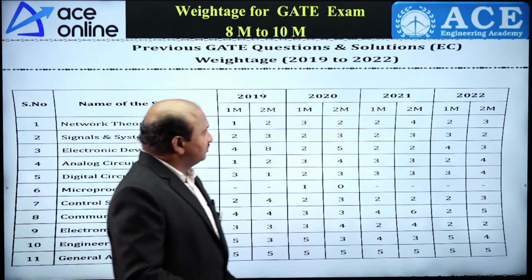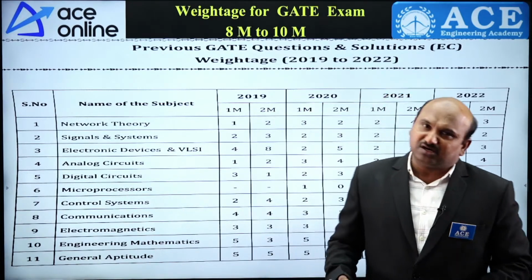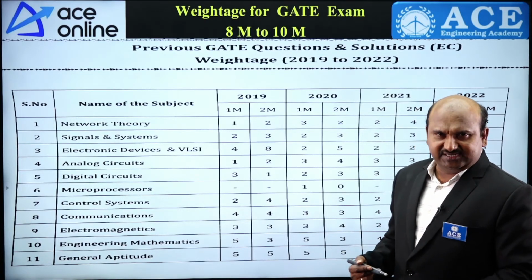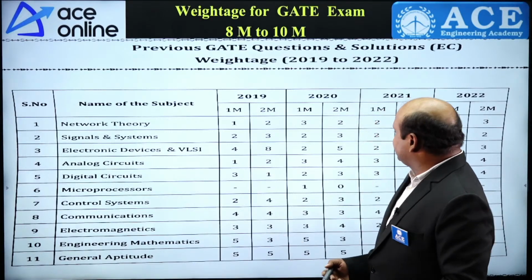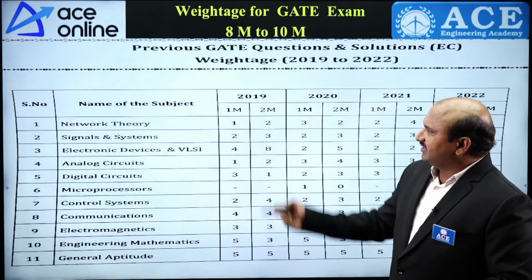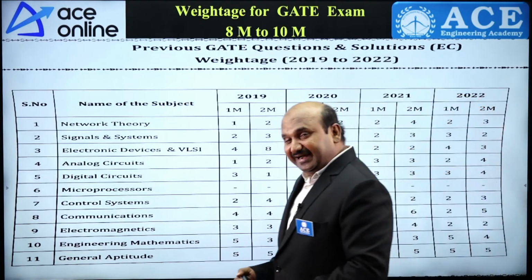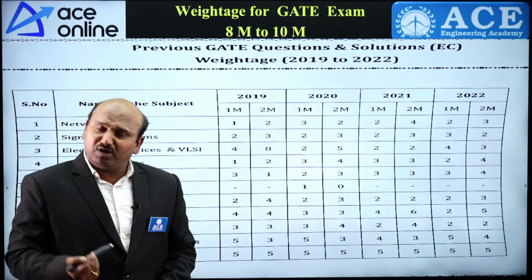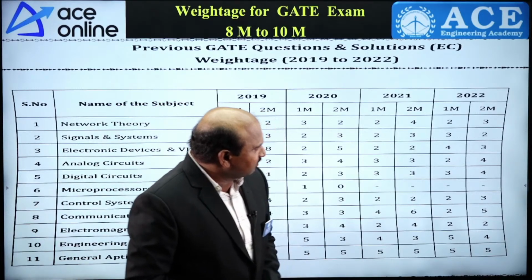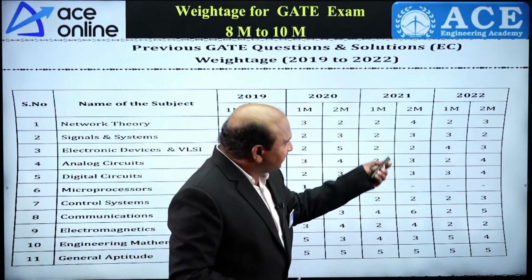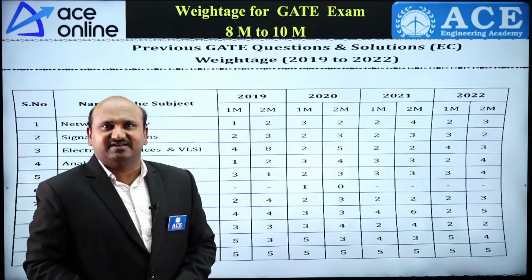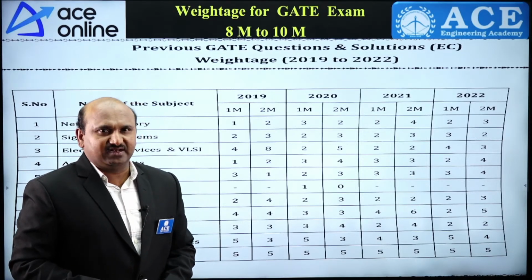This is about electronics and communication engineering. For electronics and communication, 8 to 10 marks, definitely you will get. Network theory is the first subject here. In electrical circuits, this is also the first subject, and here also network theory is the first subject. You can identify how many marks. I have given 1 mark questions and 2 marks questions, and you will get it from here. In 2022, 3 questions were given, nearly 8 marks. Nearly 8 marks were given last year, right?